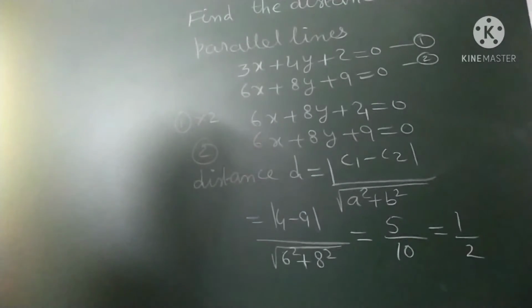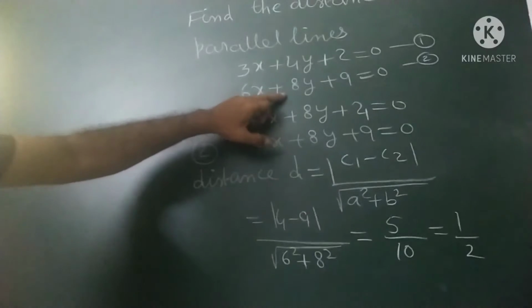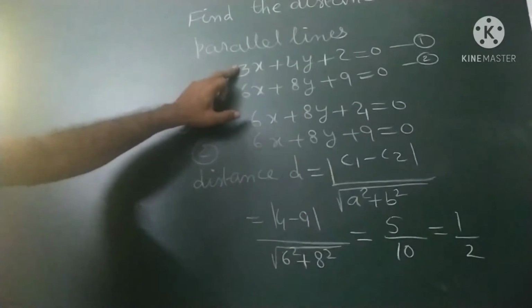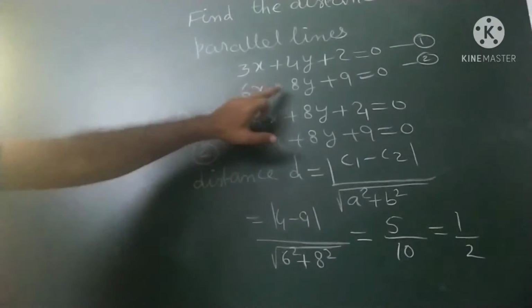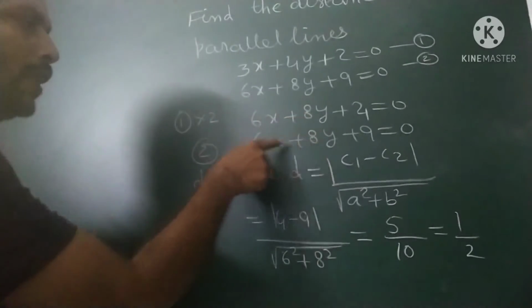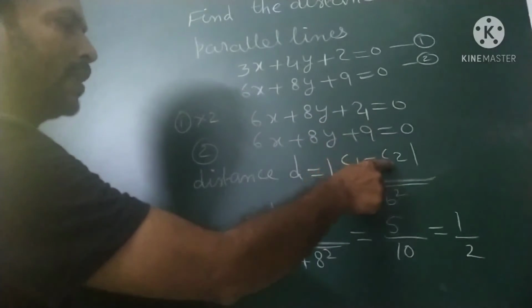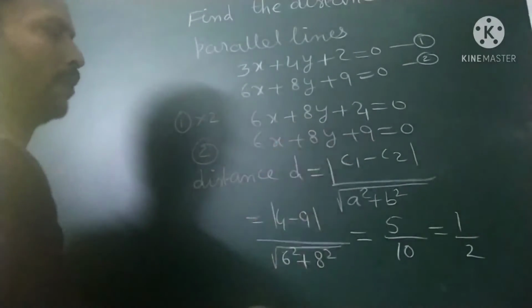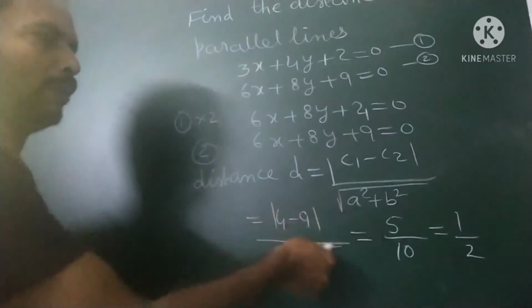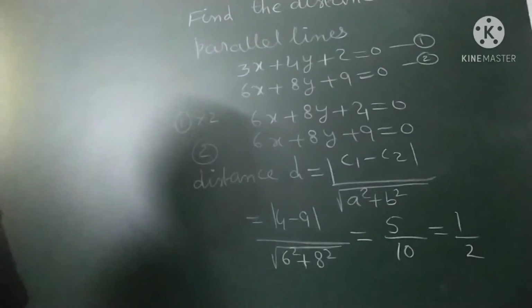What is the point you have to observe? Here both the terms we should make equal. Here they were not equal, that's why we multiplied with 2. Or you can take 2 common here, that is also correct. So after making both the terms equal, this is C1, this is C2, apply C1 minus C2 by root of a square plus b square and simplify. So what is the distance between the parallel lines? 1 by 2. Just note down.